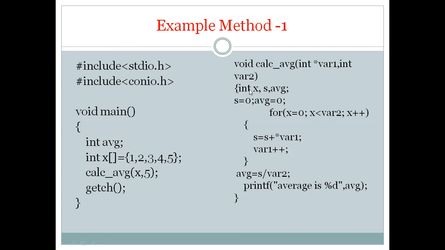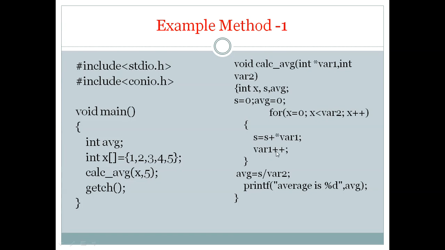So inside the function, we have taken a variable for the average. We initialize s as 0 and average as 0, and then, as in a normal array program, we traverse the array. We start from 0. We move till the total size of the array, that is var2, and we increment by 1. So first we move to the very first element. Then s equals s plus asterisk of var1. So s has 0, and asterisk of var1 gets the value at the address, that is 1.